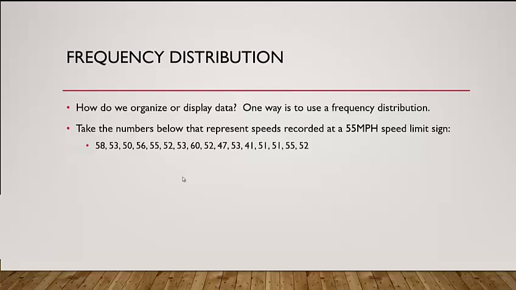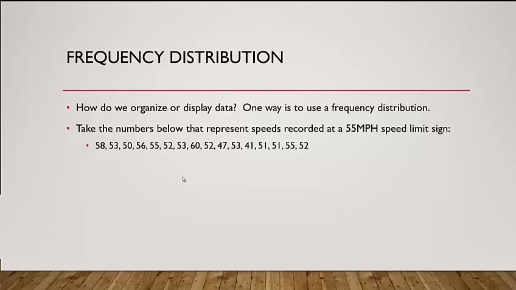So one way that we display our data is that we put them in a frequency distribution. So let's take some numbers that represent speeds recorded at a 55 mile an hour speed limit sign. Let's assume we were standing at this sign and we had these 15 cars come through and we recorded the speeds of each car. You can see the speeds are just randomly done here.